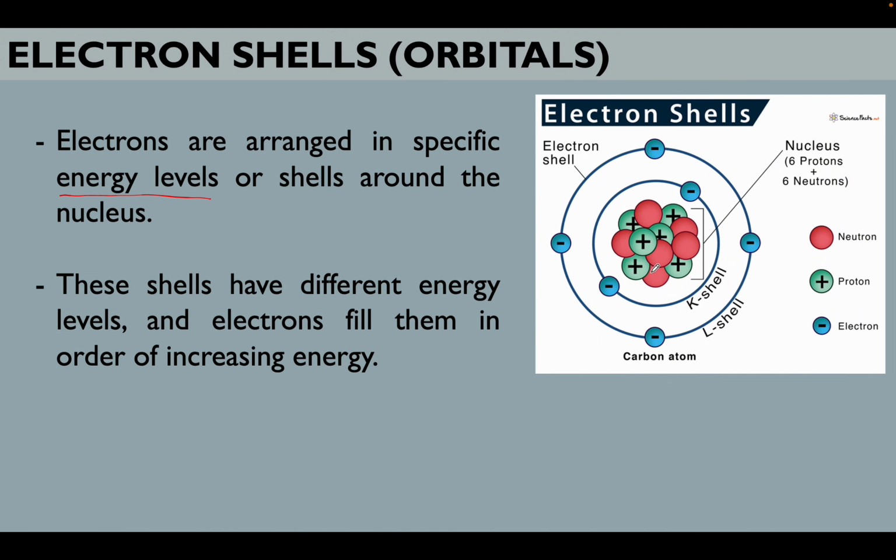So if this is our nucleus, this is another perspective of an atom, specifically a carbon atom. We have the protons and the neutrons in the nucleus, and then on the shells or the orbitals are the electrons. The electrons are arranged in specific energy levels or shells around the nucleus, and these shells have different energy levels. Electrons fill them in order of increasing energy. The outermost shell is known as the valence shell. It determines the atom's chemical properties and also its ability to form bonds.